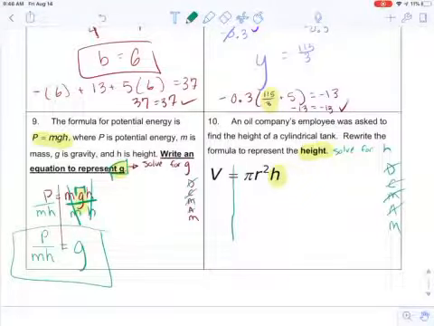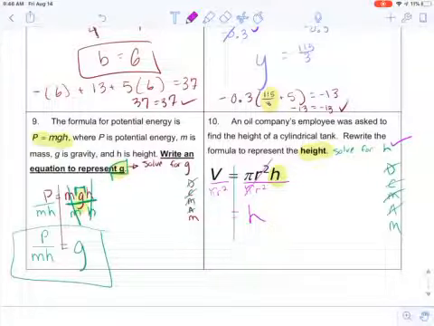Now again, these variables are all squished up next to each other, so that means they are being multiplied. So to get rid of these things next to the h, the opposite of multiply is to divide. I am dividing by pi r squared to make those cancel out. And then I do it on the other side, divide by pi r squared. On the right side, I am left with h, which is good. That's what I wanted. I wanted to solve for h, or get it by itself.